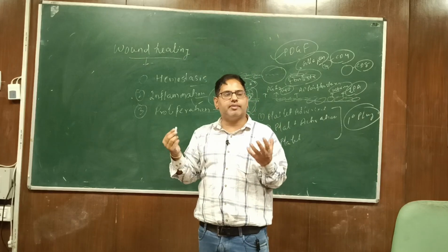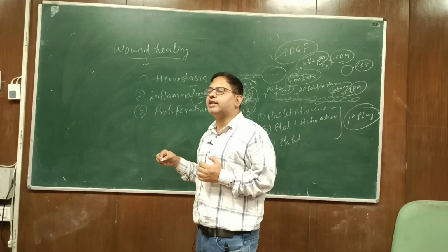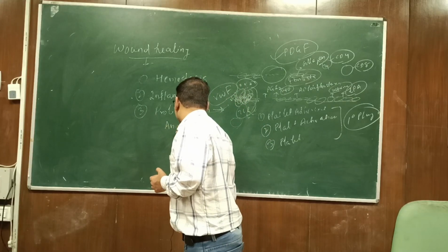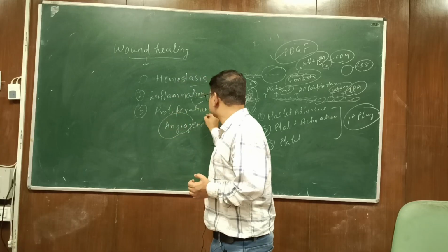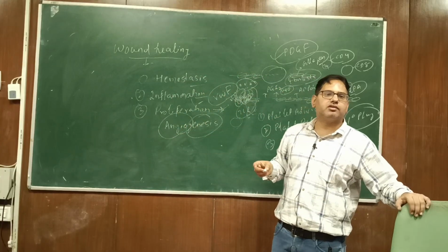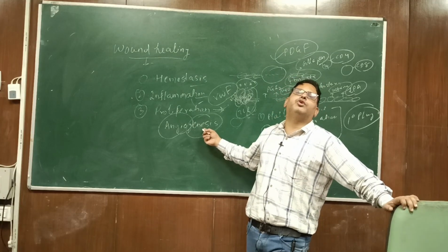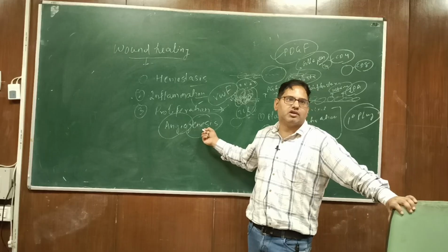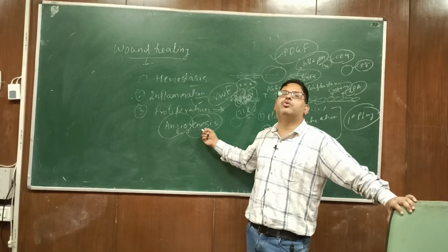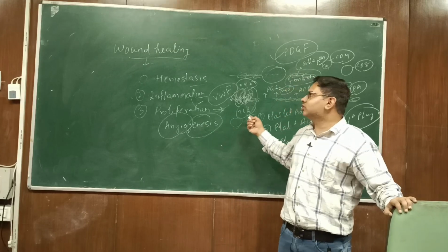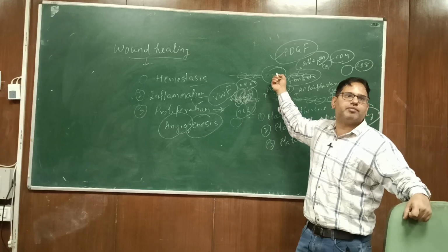And simultaneously with the proliferation, the process of angiogenesis will also start. Angiogenesis, angio, angio stands for what? There are two words. Angio means blood vessels, genesis means formation. So the formation of new blood vessels we call angiogenesis. So if a question is asked to define angiogenesis, angiogenesis is the formation of new blood vessels, because new blood vessels are also required. You want to supply that particular scar formation as well, so you need new blood vessels as well.